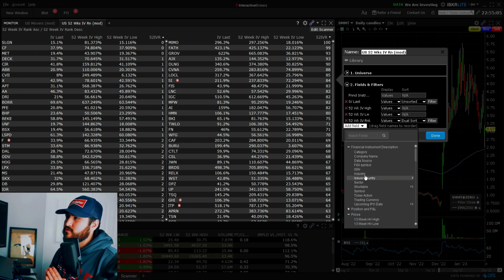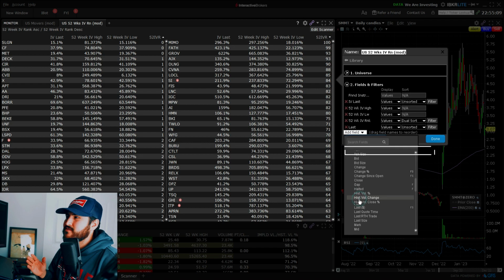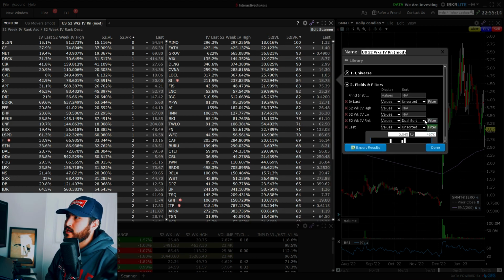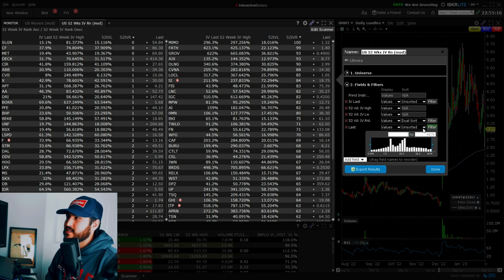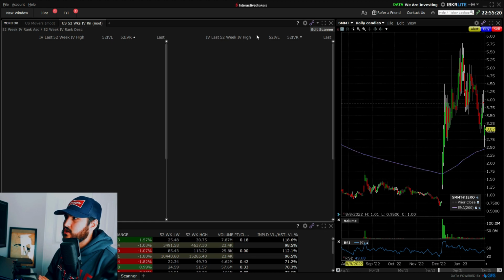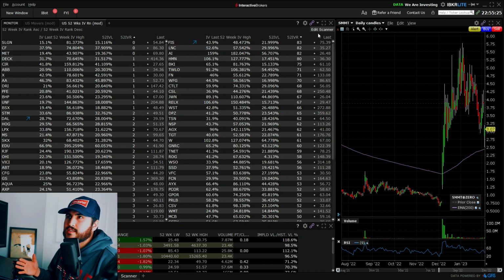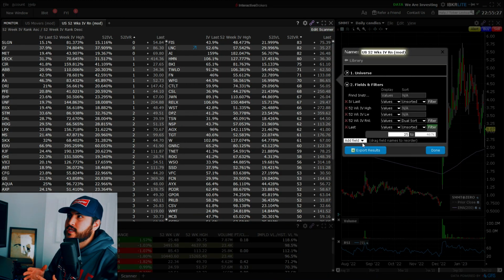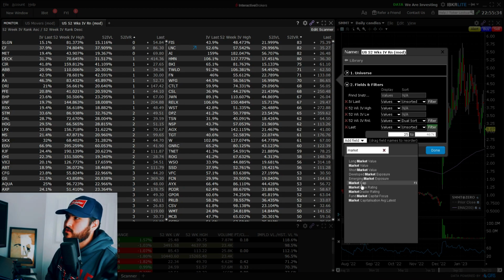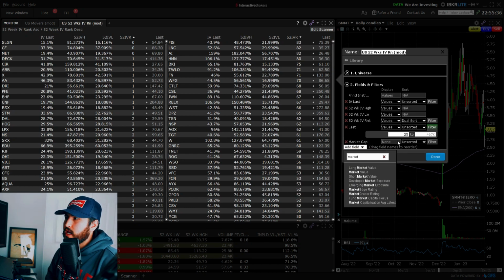Here you can add a filter, and you can add a filter based on price, based on many different things here. For instance, if we wanted to modify stocks that we're looking at that have a price of at least $25 a share, we would hit last, we would hit filter, and then we would go from $25 to the max. And this is going to show us stocks that are trading with a last price of $25 or greater. We can add another field and we can add market cap.